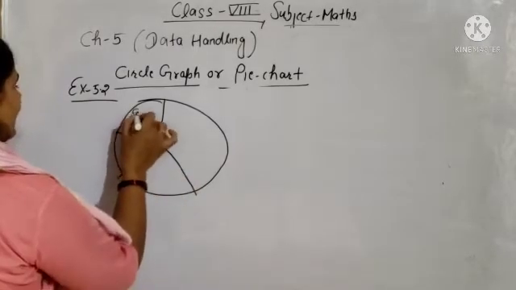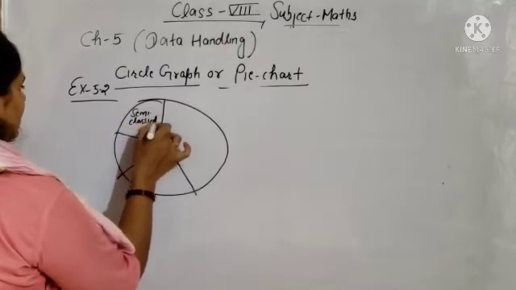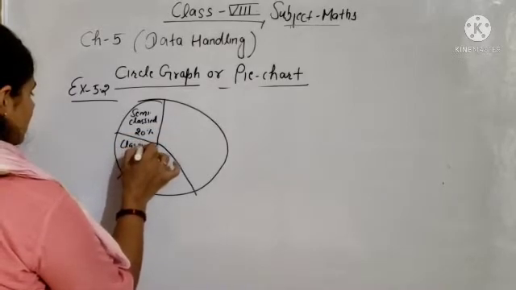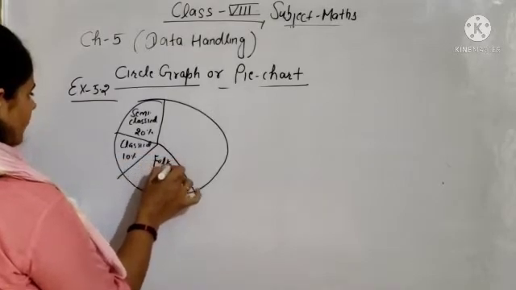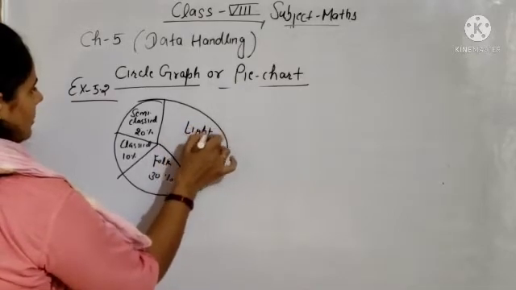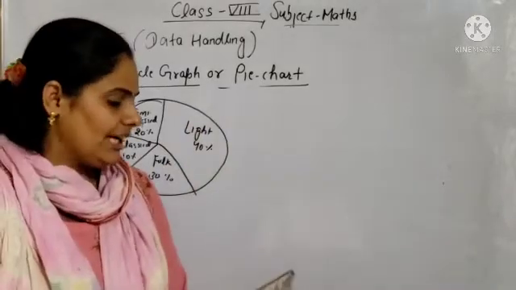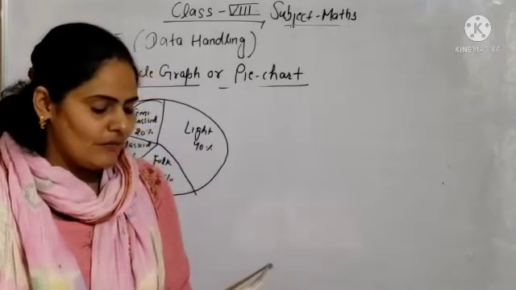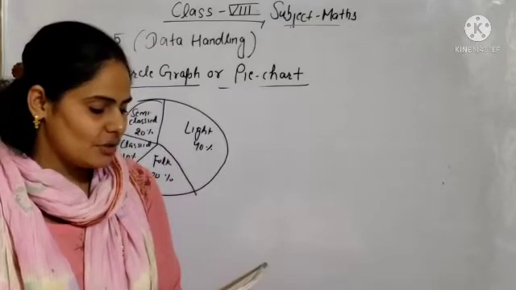So this is semi-classical, 20%, classical 10%, folk 30%, and light 40%. So what are these? It is given in the question. You can read your question, beta. It is given, a survey was made to find the type of music that a certain group of young people liked in a city. The adjoining pie chart shows the finding of the survey.